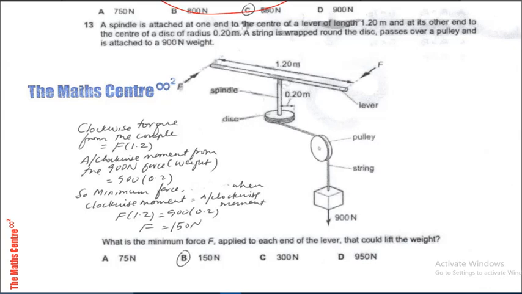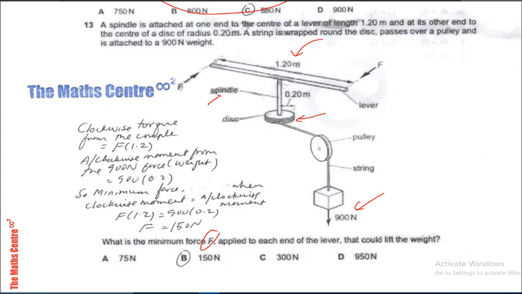Question number 13. A spindle is attached at one end to the center of a lever of length 1.2 meter, that's what you see here, and at its other end to the center of a disc of radius 0.2 meter, that's the disc, and then you see the spindle. A string is wrapped around the disc, passes over a pulley, and is attached to a 900 Newton weight, that's what you see here. What is the minimum force F applied to each end of the lever that could lift the weight?